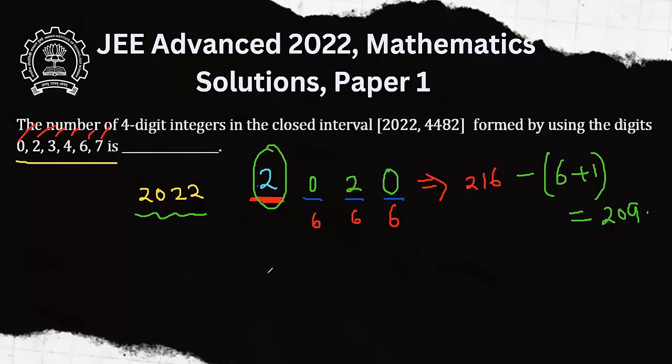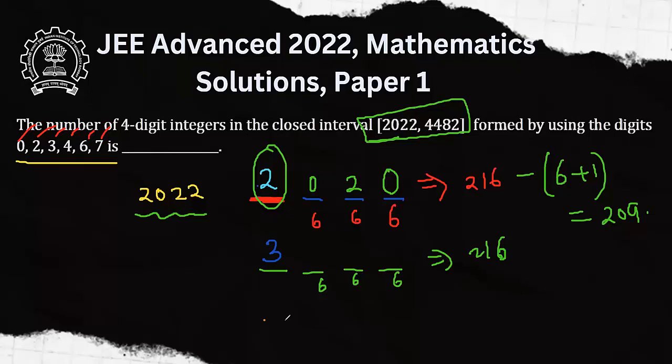Now let's see the numbers in the 3000s. That means 3 is here. Then how many options are there? Because I have to find the numbers in this interval, all the numbers with 3 at this place are permissible. So 6 options for this, 6 for this, 6 for this. I have 216 again, these many numbers with 3 at this place in the 3000s.